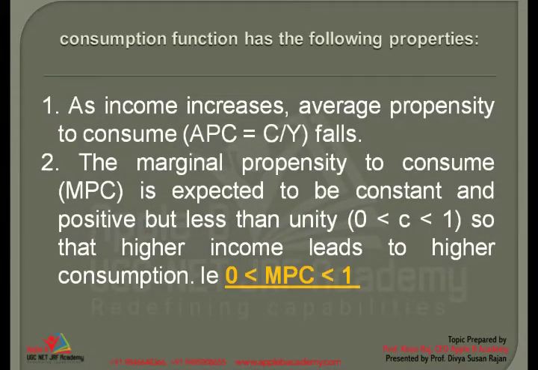So, on the basis of this, these were the following properties that we can conclude with respect to the absolute income hypothesis. The first property is that as income rises, the average propensity to consume will fall. That is to say, your APC, which is equal to consumption divided by income, will fall. The second one is that the marginal propensity to consume will lie between 0 and 1. Now, this generally indicates that higher income leads to higher consumption.